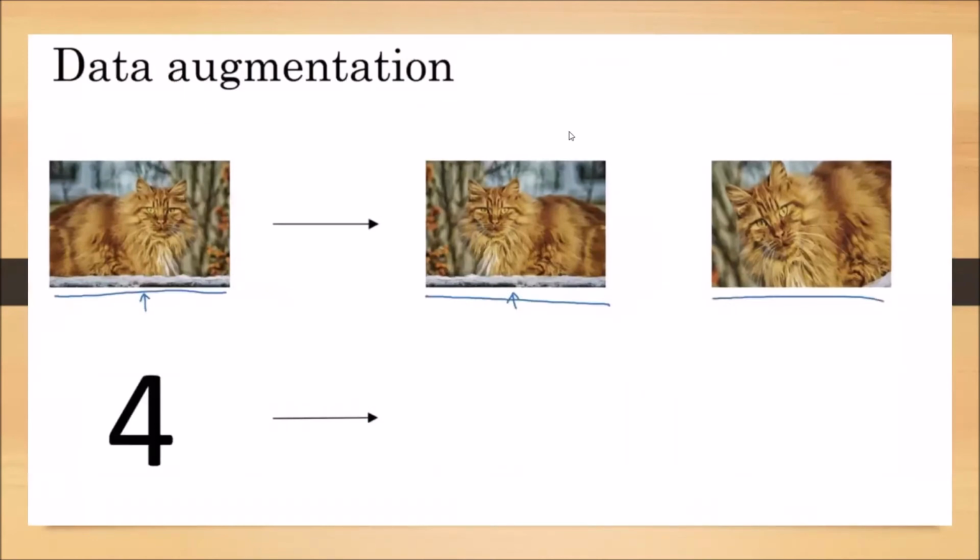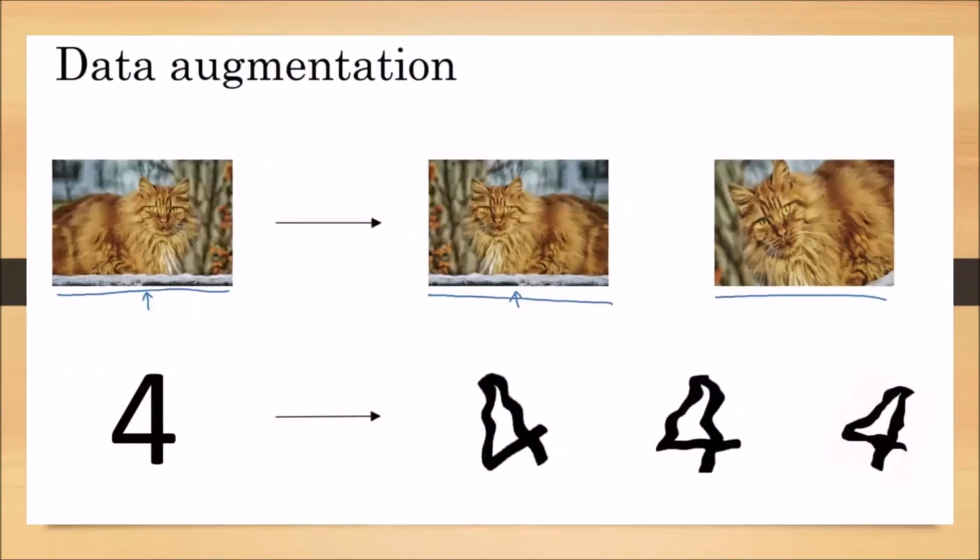Now there is a handwritten number 4. Okay, there is an image in which a digit 4 is there. I can distort the 4 and I can get 3 more new training samples from the existing training samples. This is what we call data augmentation.